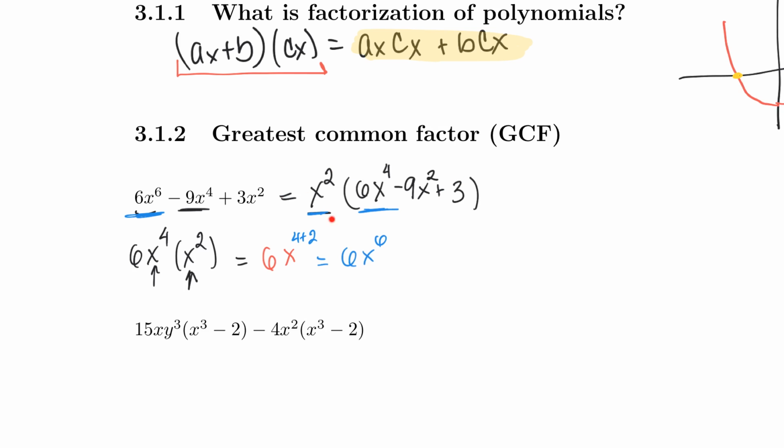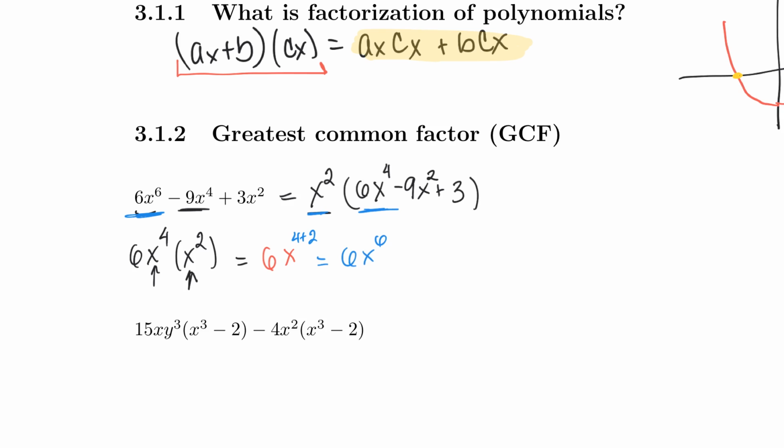Now we can see here we have two terms. And the question now is, is it possible to keep factorizing this term by another common factor? And the answer is yes, right? Because we have 6, 9, and 3, and all of them are divisible by 3.